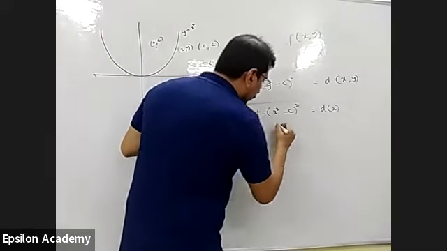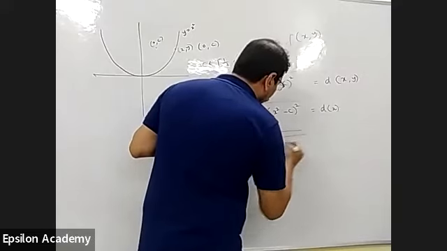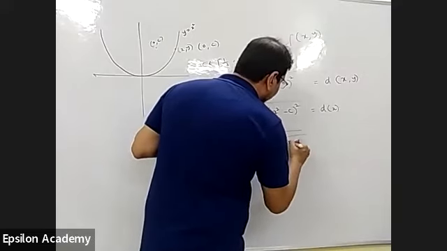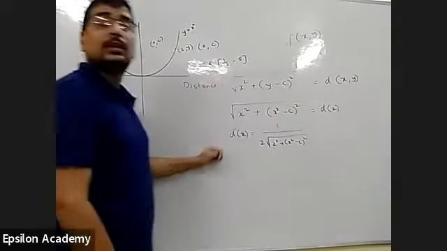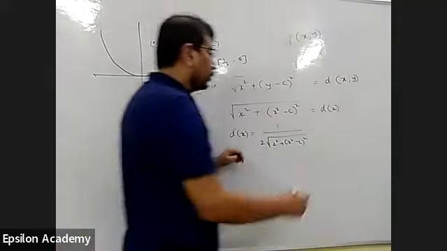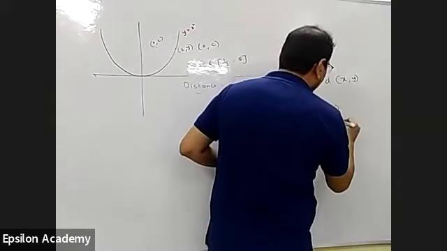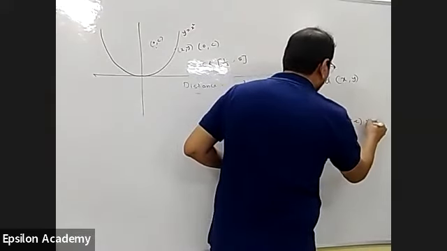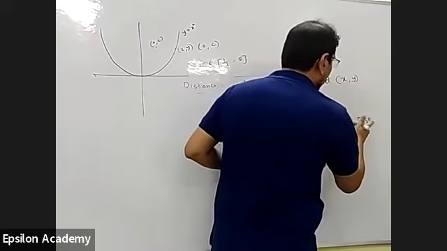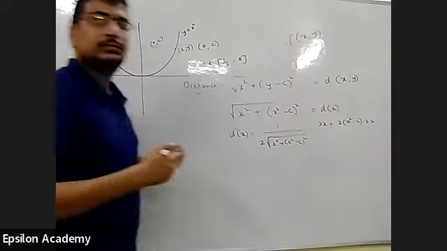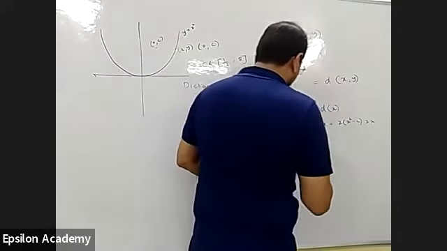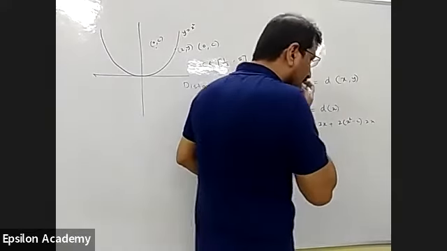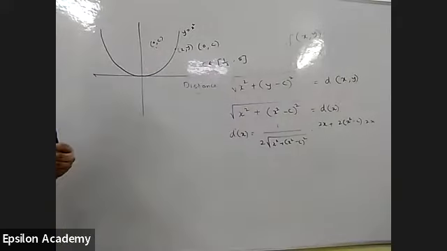Now, what can I do with d dash of x? D dash of x is 1 by 2 root of x square plus x square minus c the whole square, into 2x plus 2 into x square minus c into 2x, divided by this thing. Any doubt in this step?